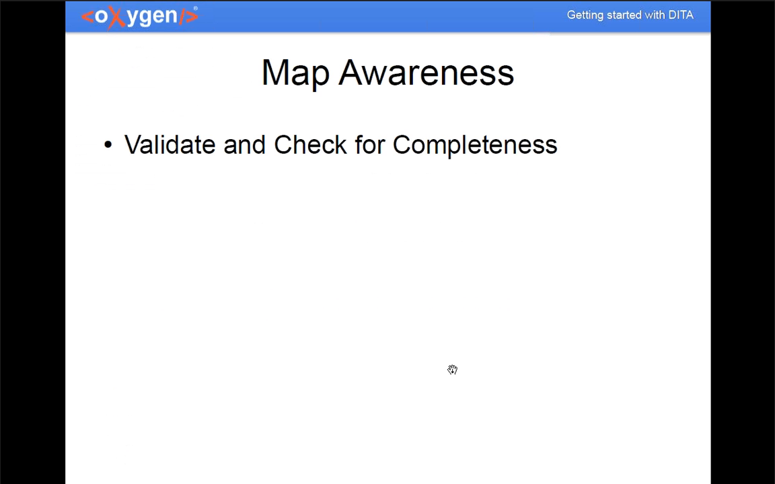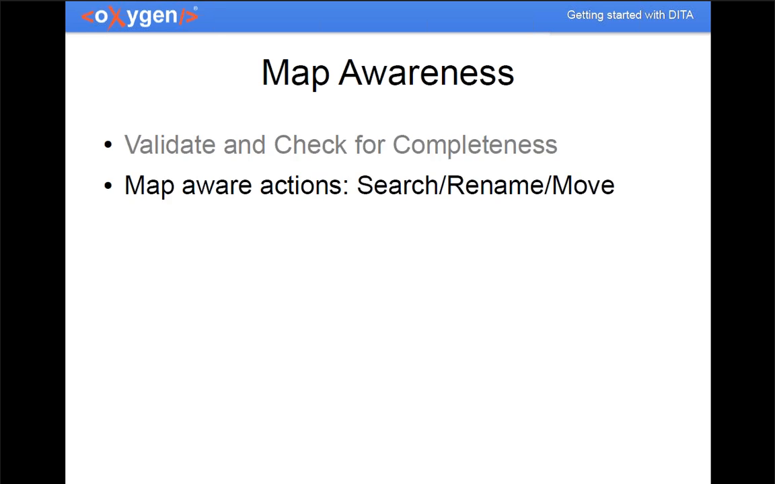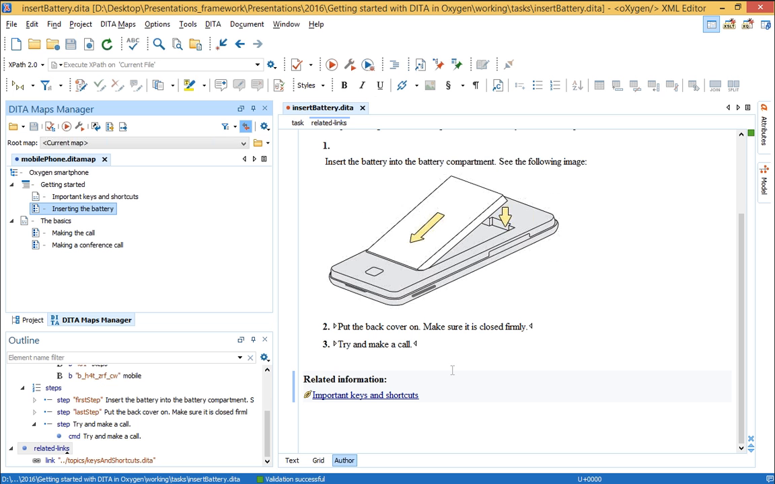Now, that was one way through which you can make sure your map is valid and complete. The second way is by having access to map-aware actions. Like, for example, if you're renaming a topic, all references to that topic should automatically be updated. Let's see how that goes in oXygen.